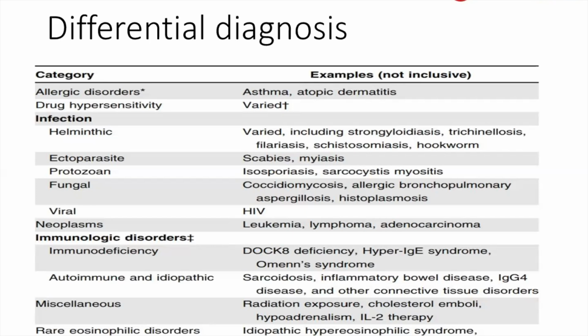That could be allergic disorders like asthma and atopic dermatitis, any medication he's taking, any infection he's suffering from, fungal, protozoal, helminthic, and other neoplasms. Any immunological disorders, which is a spectrum of hyper IgE syndrome or Omenn syndrome, autoimmune and idiopathic conditions like sarcoidosis, inflammatory bowel disease, IgG4 disease, and any radiation exposure, any drug he's taking like IL-2 therapy, and rare eosinophilic disorders like Churg-Strauss syndrome, which is eosinophilic granulomatosis with polyangiitis. So these are some of the differentials that will come into our mind, and we have to take a history based on what we are thinking that day.